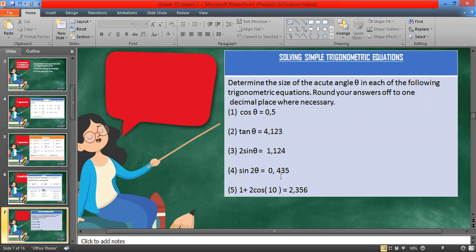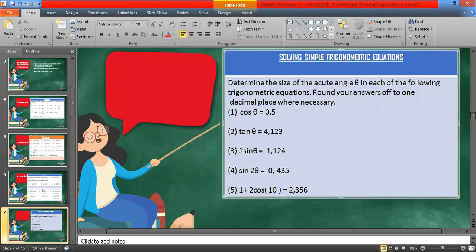Once you get the sine inverse of that, in degrees, that will give you the degree. Just press shift sine 0.435 equal, then you get the answer. So it's going to be 2 theta equals that amount. Then to find your theta, you divide by 2. Again, in question 3, you first have to divide by 2. The 2 must go away first. But in this case, your sine here must go away first.